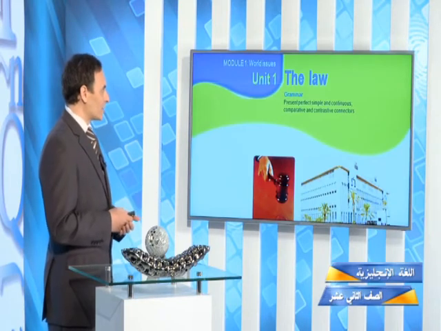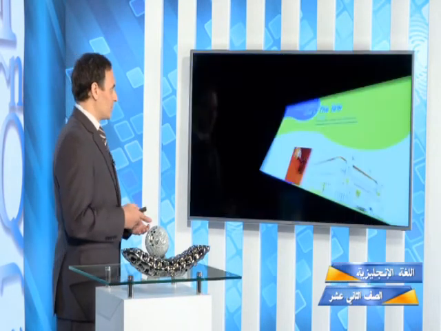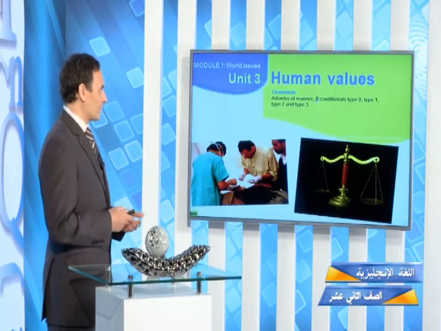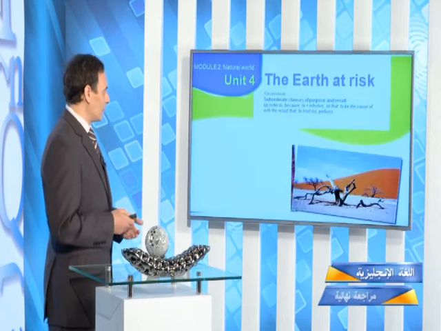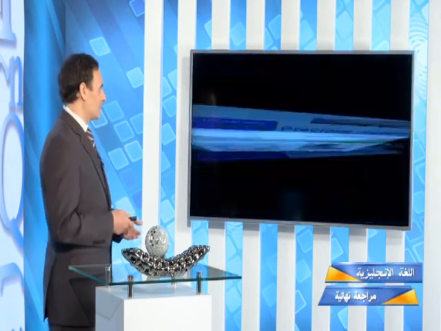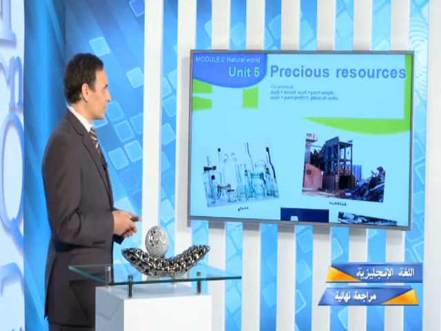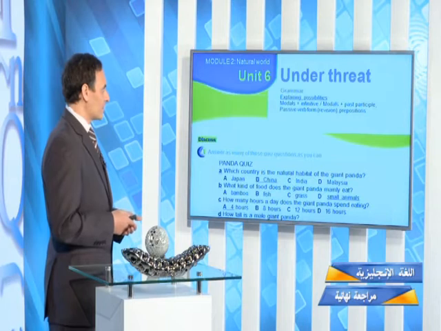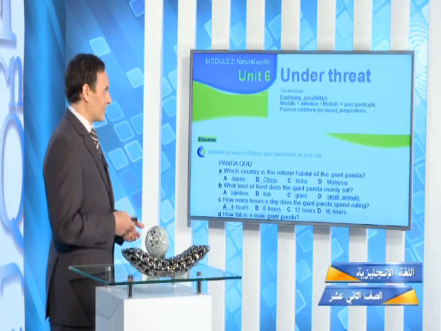Unit number 1 is talking about the law. Unit 2 is talking about migration. Unit 3 is about human values. Unit 4 is entitled The Earth at Risk. And Unit 5 is entitled Precious Resources. And last one, or Unit 6, is called Under Threat.